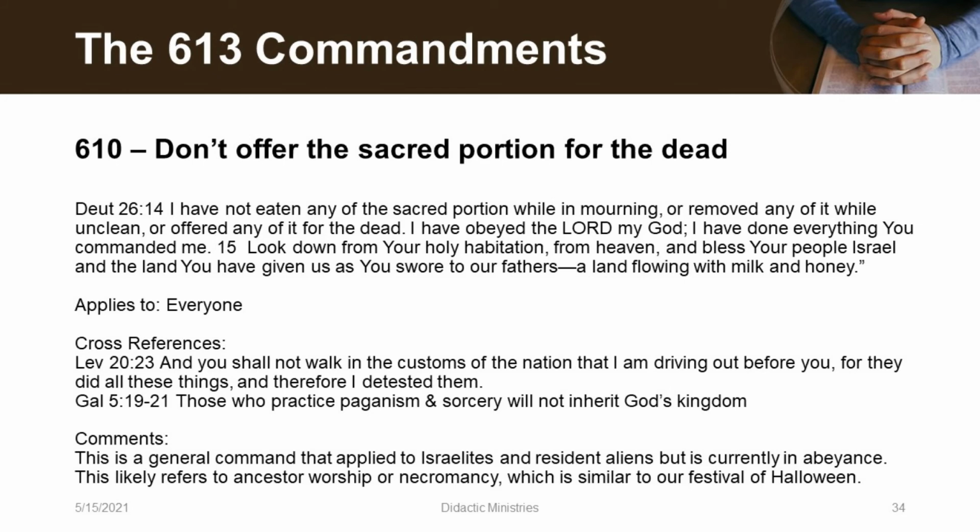Numbers chapter 15, verse 14 explicitly says that Israelites and Gentiles must follow the same regulations for a sacrificial offering. In Leviticus chapter 20, verse 23, God warned the Israelites not to copy the pagan religious practices of the Canaanites, such as making offerings to the dead. This likely refers to some form of ancestor worship or necromancy, which is similar to our modern festival of Halloween. Galatians chapter 5, verses 19 through 21 clearly teach that those who practice paganism and sorcery will not inherit God's kingdom.